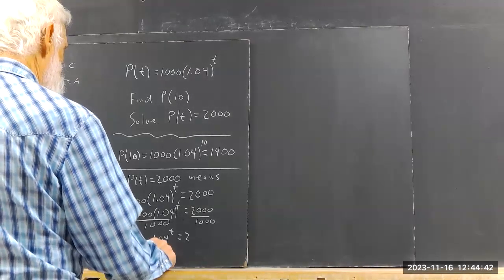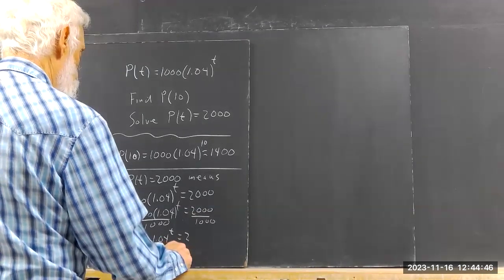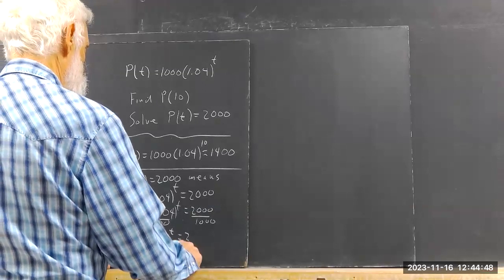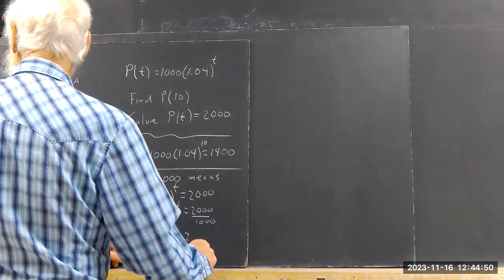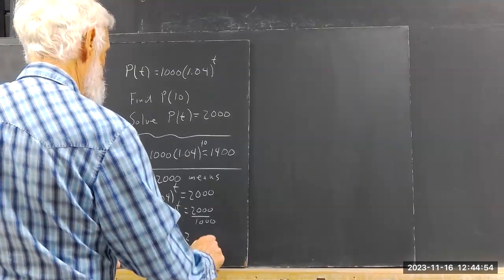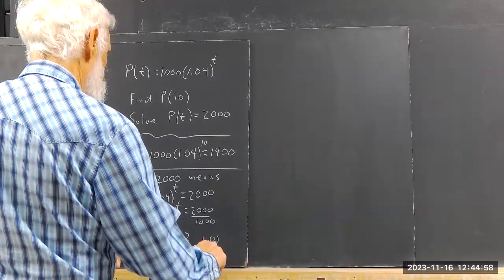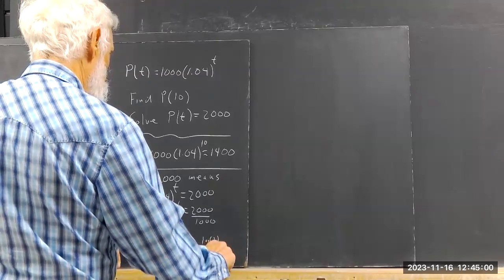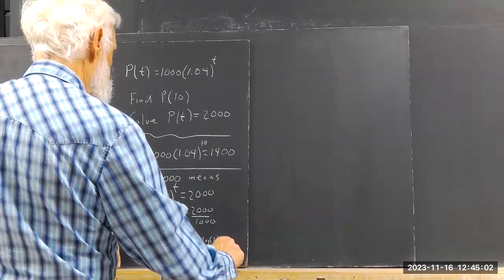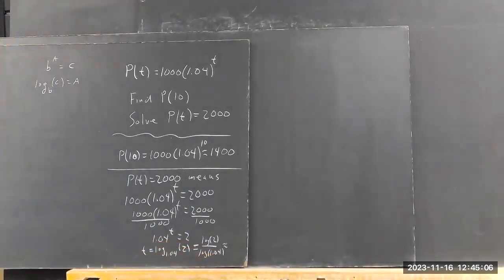t is the log base 1.04 of 2, which equals log of 2 over the log of 1.04. And that's the step I want to see.